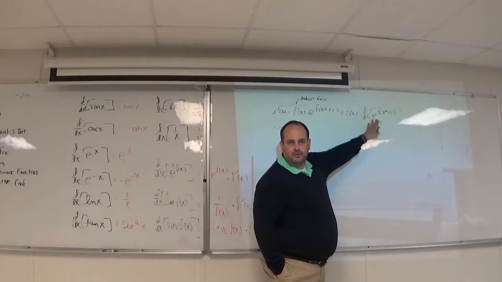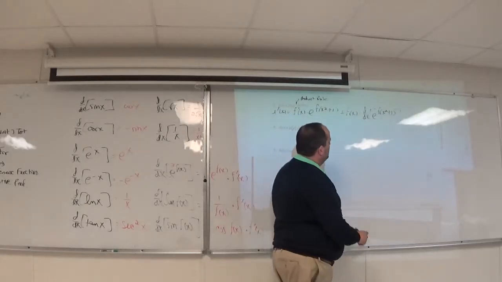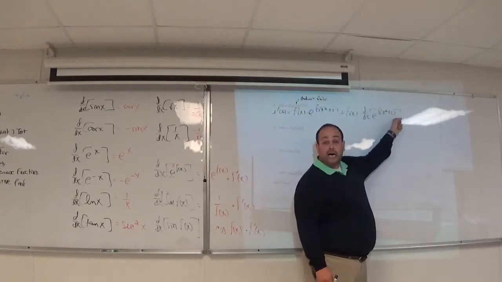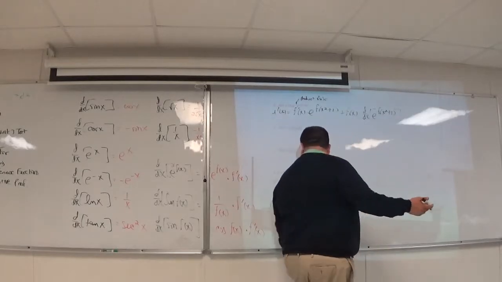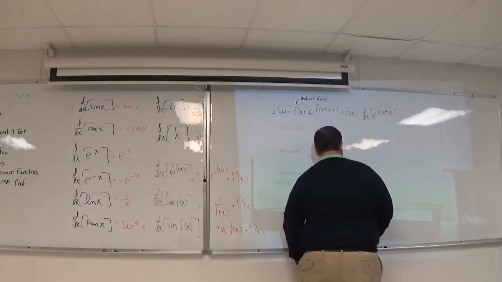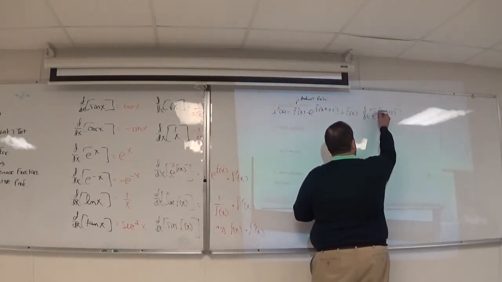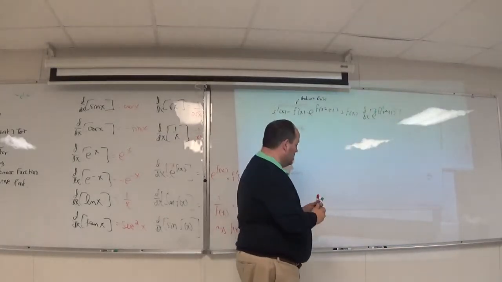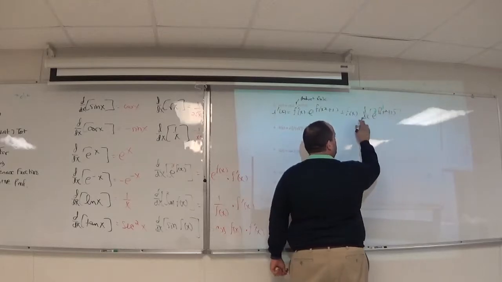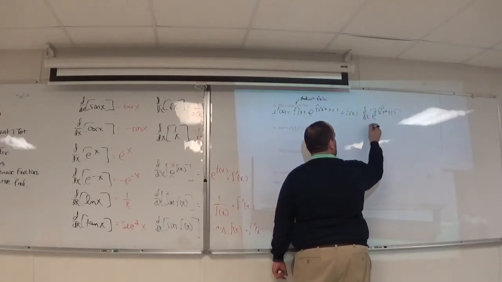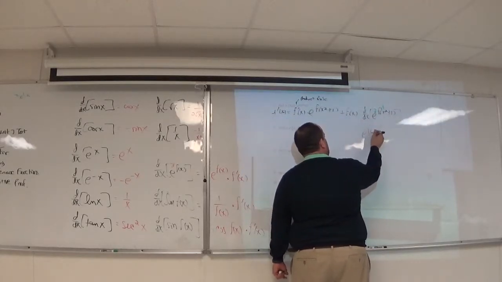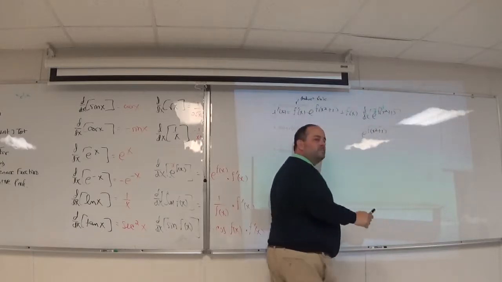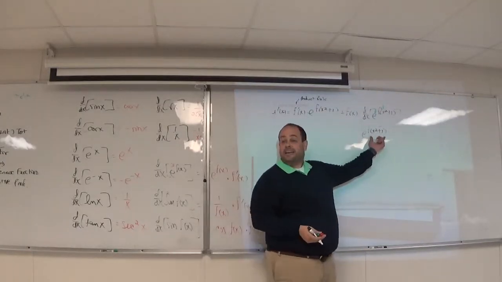Is everybody okay up to here so far? So now the question is, what's the derivative of e to the power of f of x squared plus 1? It's a double. The derivative of e to the power of stuff is e to the power of the same stuff. The exponent doesn't change.